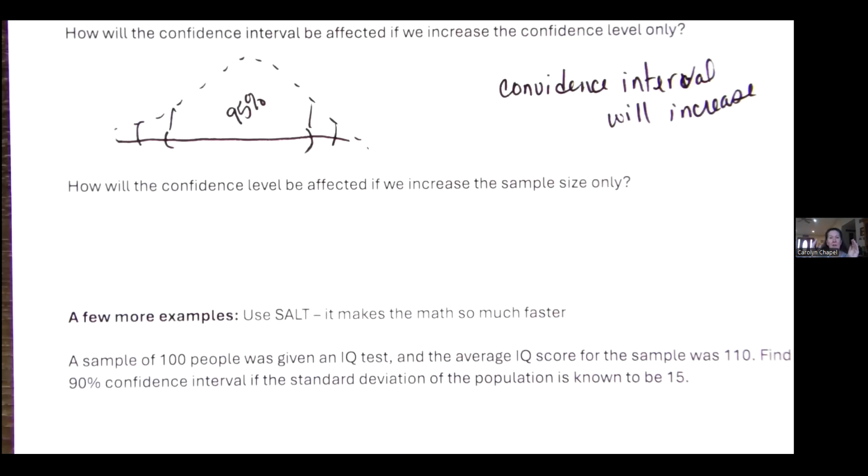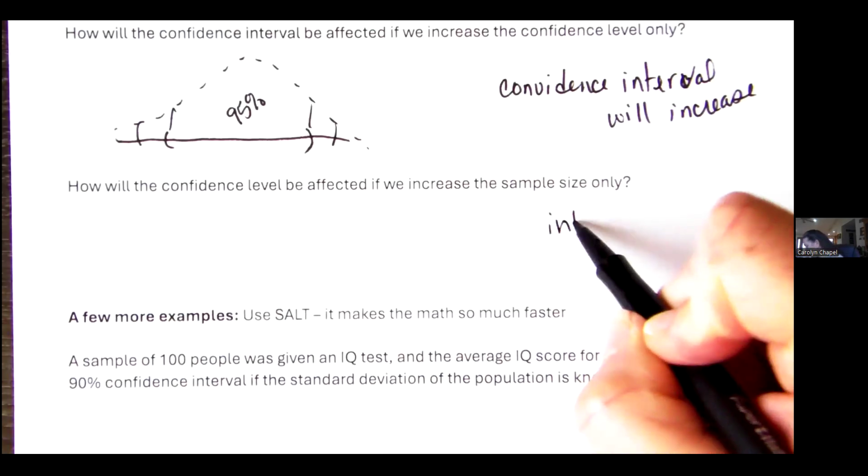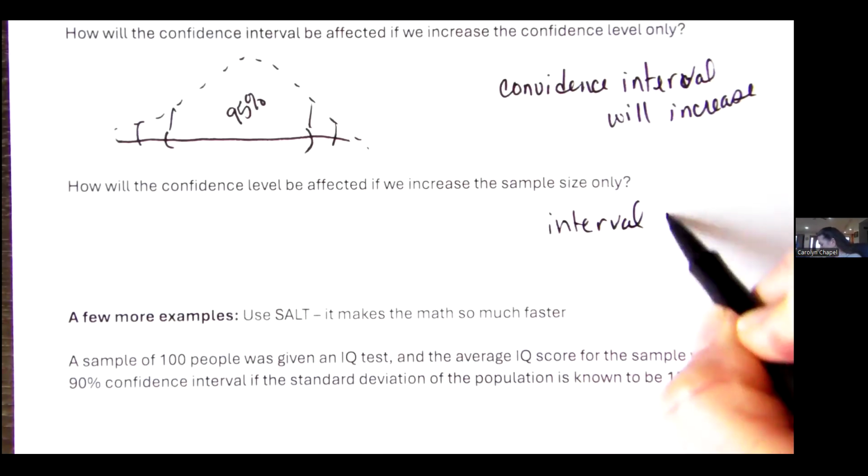So we have to think a little bit. If we gather more people, my estimate should be more accurate. So I should be more confident. So my interval margin of error should be smaller. So it's actually going to get smaller as well. The interval will decrease.